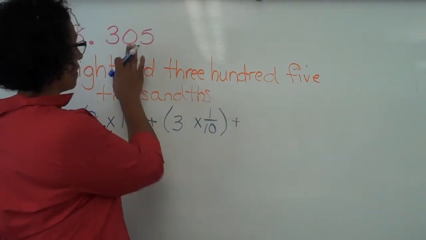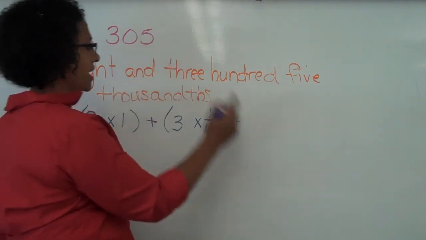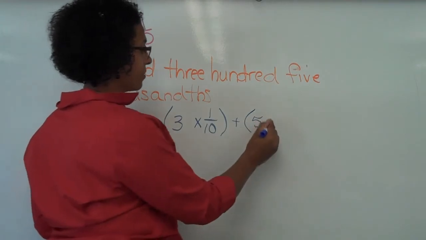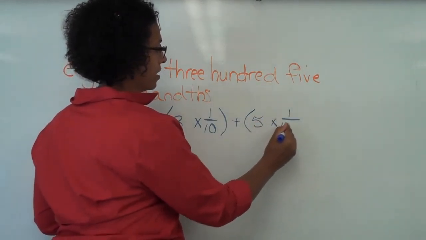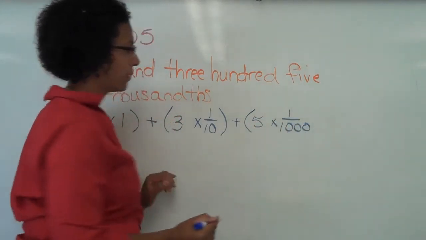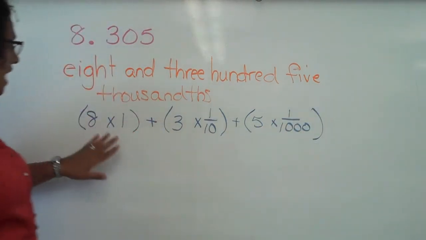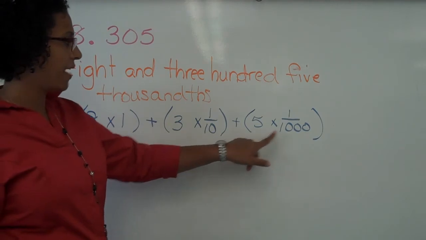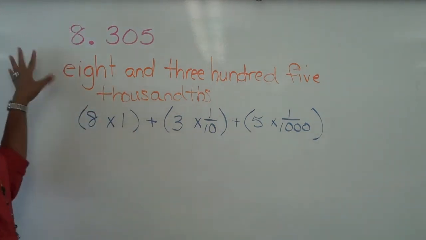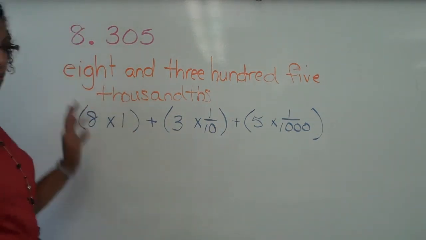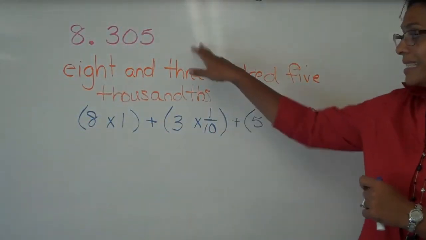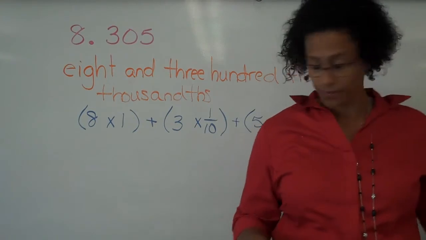Then I'm going to do, I have no hundredths, and here's my 5. My 5 is in the thousandths place. So I'm going to multiply by 1 thousandth. Okay? So here we have 8 and 3 tenths, 5 thousandths. So this would equal out to 8 and 305 thousandths. We're going to do another one, an example like this with our decimal.